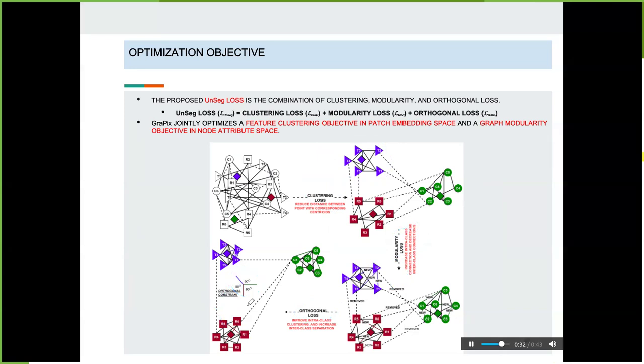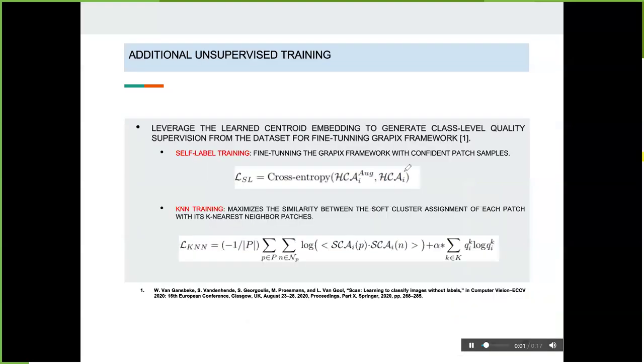In this way, GraPix jointly optimizes the clustering objective in patch embedding space and node attribute space to learn discriminative cluster centroids. We also propose two additional unsupervised training methods, KNN and self-label training. They leverage the learned centroid embedding with GraPix to generate class-level quality supervision from the dataset for fine-tuning the framework.